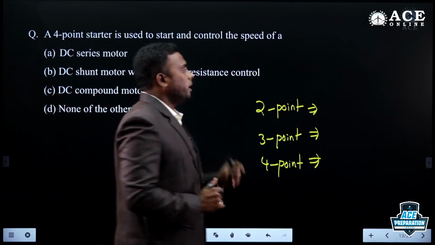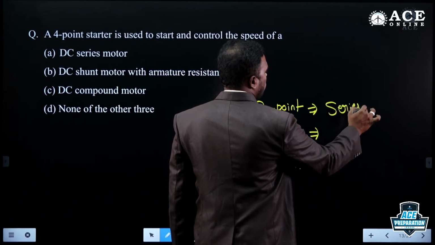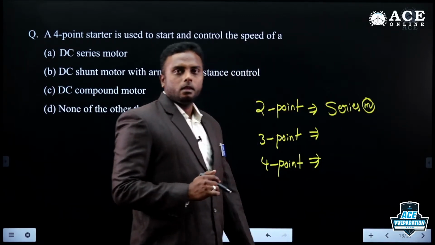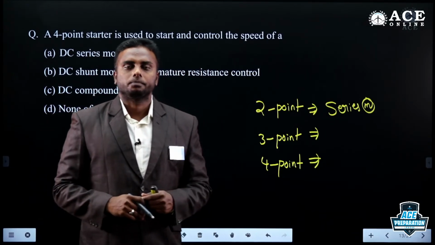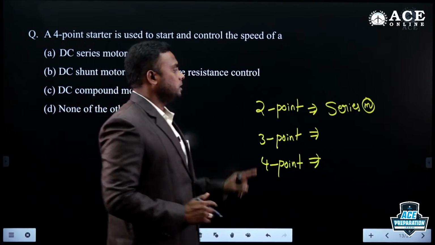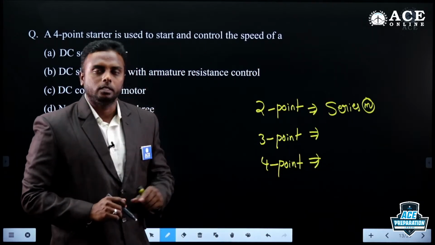Okay. So the 2-point starter we particularly use for the series motor. And the remaining 3-point and 4-point starters we use for other motors like shunt and compound motors. But in the 3-point starter, we have one drawback. That's why we go to the 4-point starter.